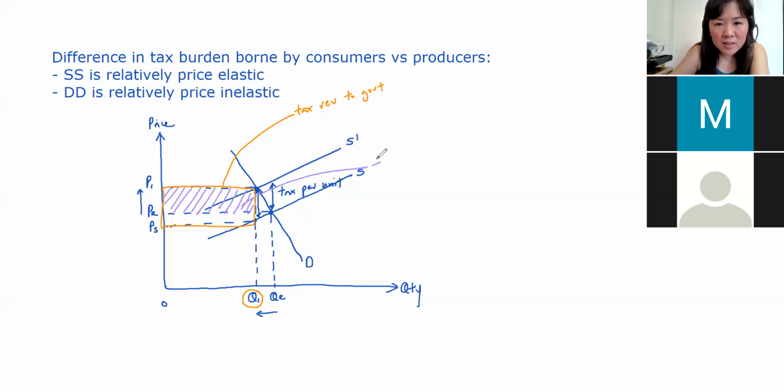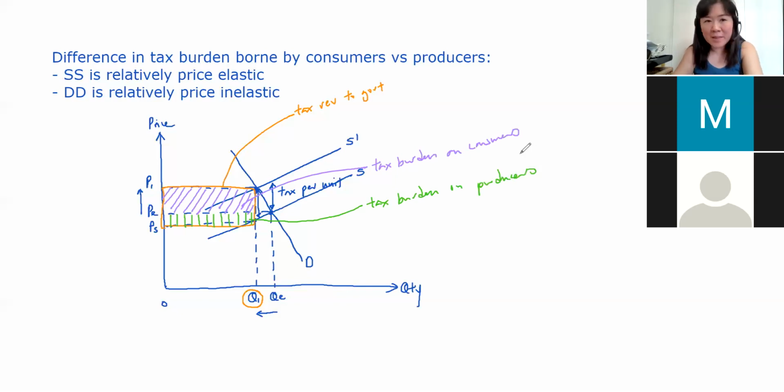So in other words, the consumers will now have to bear a larger burden of the tax. So this is the tax burden on the consumers. And of course, for the producer, they also pay the tax. But the burden on them is much smaller. So why is that the case? It's got to do with the price elasticity of demand and supply, of course.